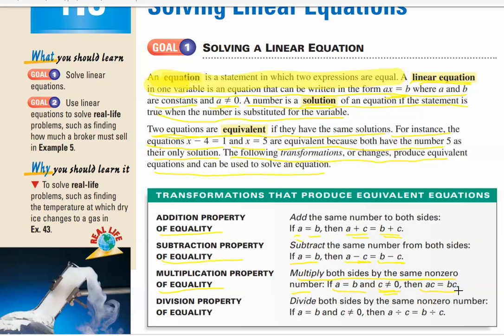And the last one is the division property of equality. Divide both sides by the same non-zero number. So if a equals b and c is not equal to 0, then a divided by c equals b divided by c. So those are all properties that allow you to solve equations. All right, let's apply that to the equations we're going to talk about today.